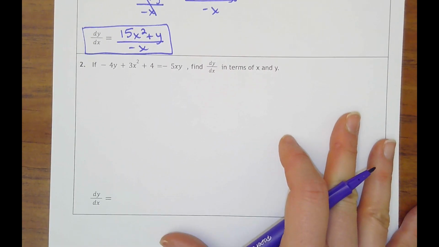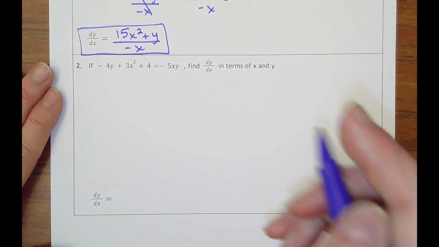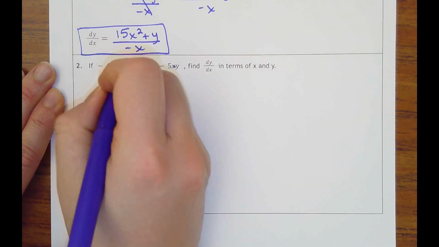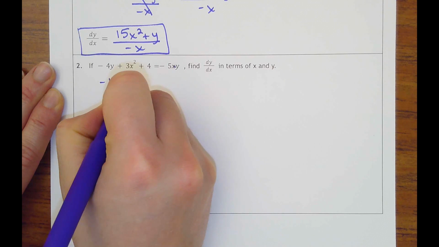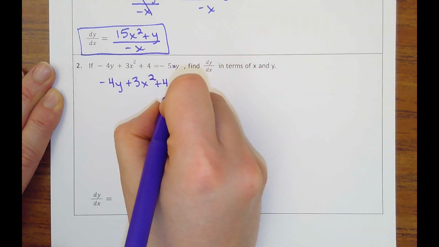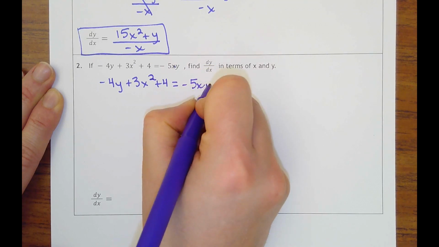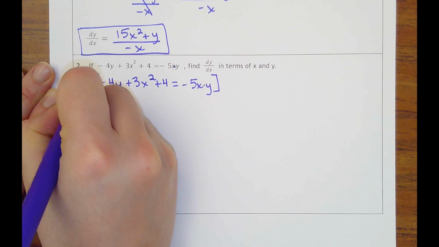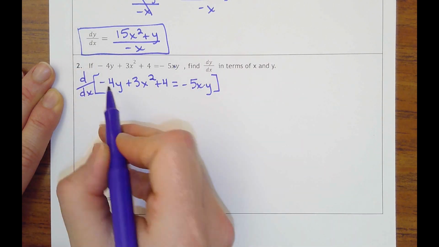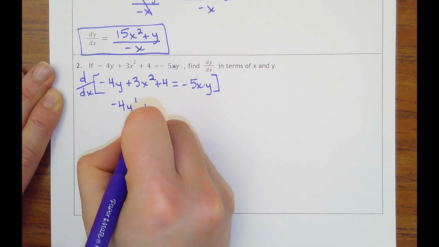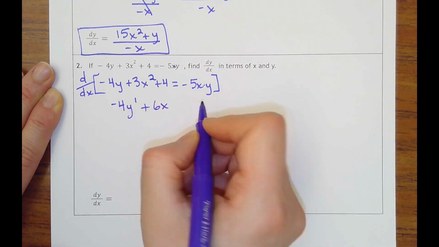So again, I see a product rule here. Okay, so I'm going to take my function and write it again. Take the whole thing times d over dx, and so this would become negative 4, but since I'm taking the derivative of y, it's going to be y prime plus 6x, constant goes away.